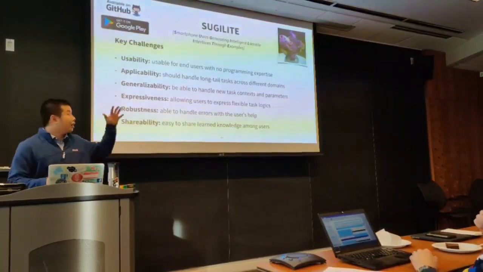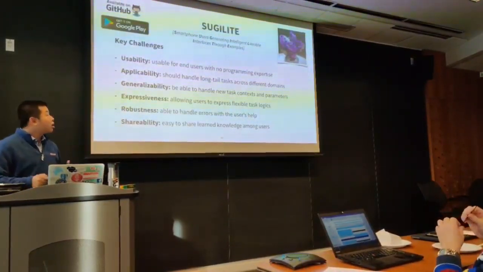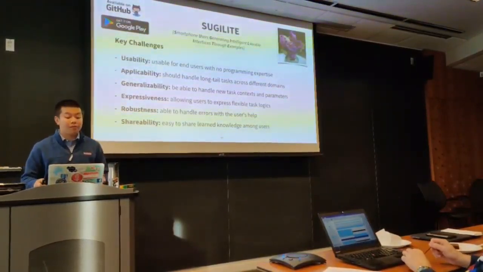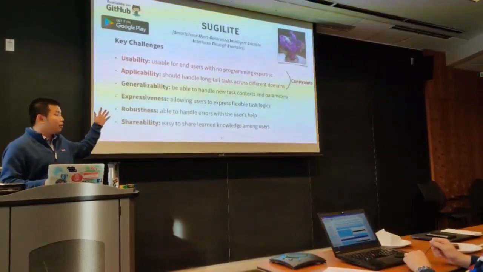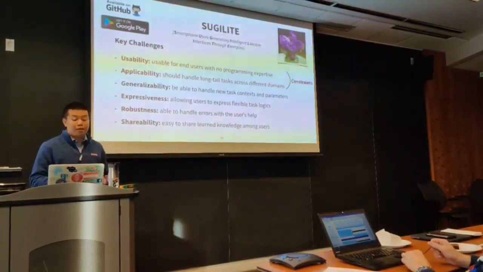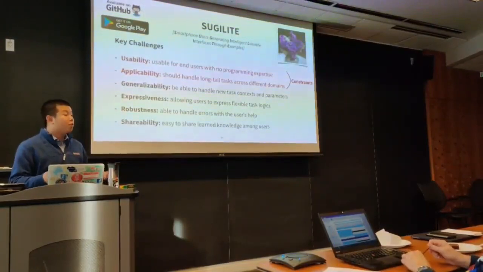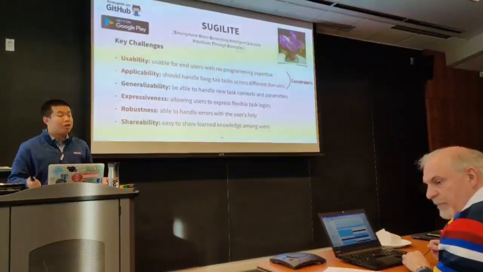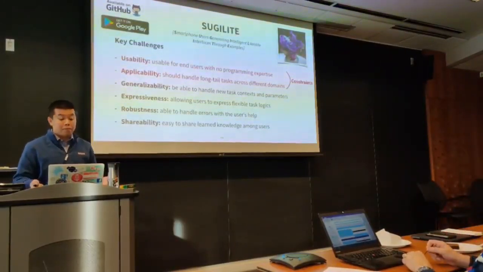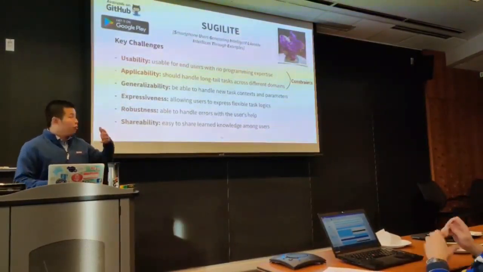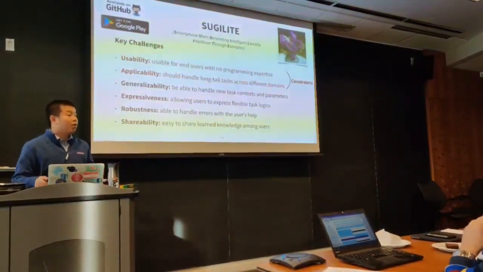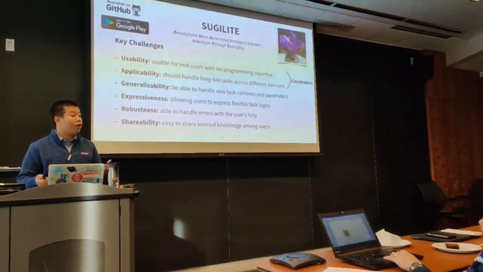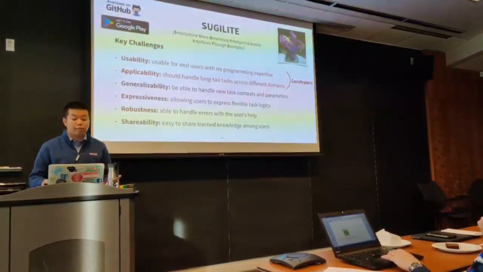Here we identify 6 key challenges for Sugilite. Throughout this talk, I will discuss more about how we address those challenges. The first 2 challenges are actually constraints. While we're making this system more and more powerful, more generalizable, and more expressive, we want to keep the learning barrier low, so users without programming knowledge can use the system. We also want the system to be able to handle long-tail tasks across different domains, which means the system should not rely on any prior knowledge on specific task domains.